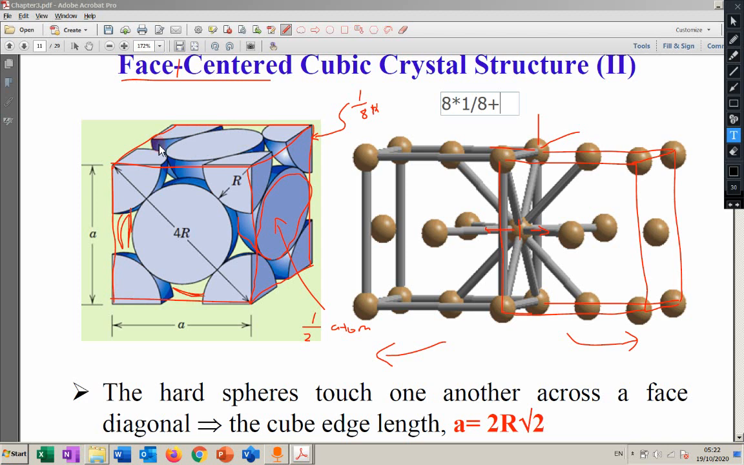For example, this is one face. There is a face here, this is one face, the bottom, the other side, the back, and this side. So in total we have 6 faces, and at each face we have half an atom. So the total number of atoms here is going to be 4 atoms.